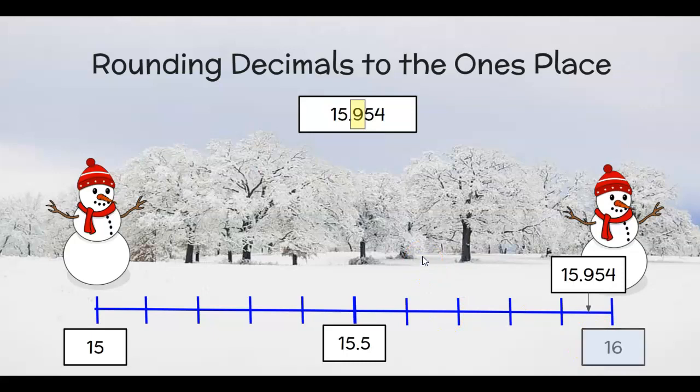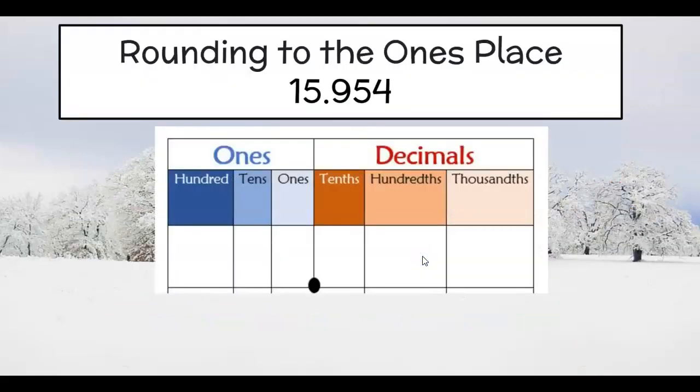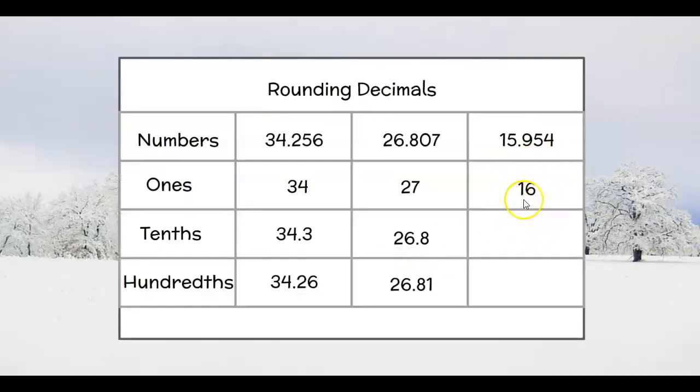Let's do it on a place value chart and see if we get the same answer. We should, right? So we have 15 and 954 thousandths on our place value chart. We identify the ones place. Look next door. That's a 9. 9 is definitely more than 5. It's going to push that 5 up to a 6. We get rid of these other numbers and we have 16. Fabulous. Write it in your spot. Check it, right? It should already be written.